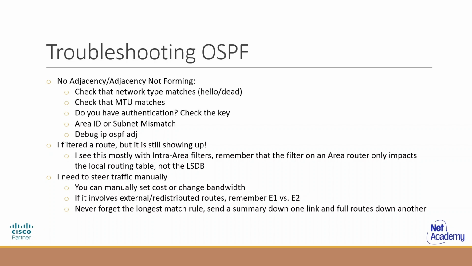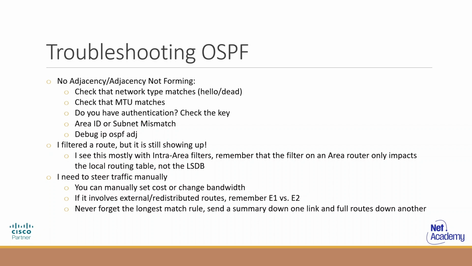And last but definitely not least, this is common to almost every routing protocol out there. You, for some reason, will need to steer traffic manually. Maybe you have two WAN links and one of them you pay a usage fee on, like perhaps it's a satellite link, and the other one it's an all-you-can-eat buffet of bandwidth. And so you always want to use that all-you-can-eat path, right?